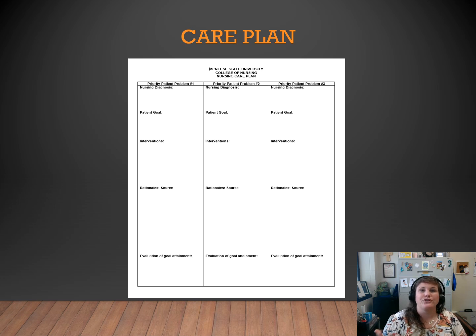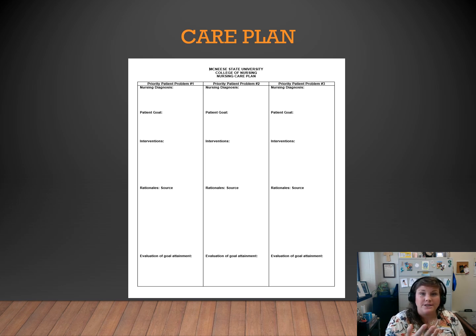Then you incorporate your signs and symptoms. How do you know that they have this altered breathing pattern? By saying as evidence or as manifested by and listing those. And that's your data, your subjective and objective values, patient statements, what the monitor says, what the pain scale reads, those things, okay? The only time you don't have that as evidence and manifested by is when your patient's problem is risk for, not an actual problem.